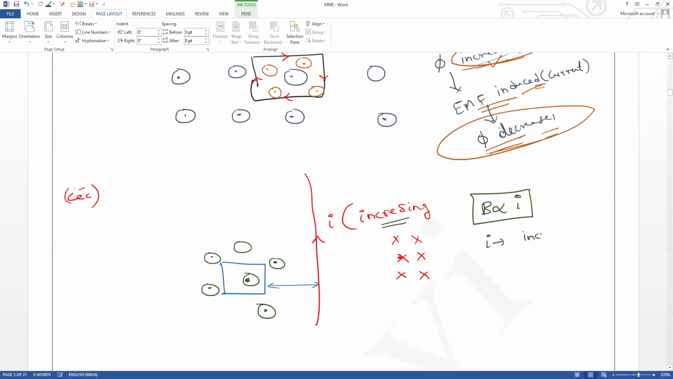Current. So yes, I is going to increase. I increases means what is going to happen? B also, the magnetic field also increases. Then what is going to happen? Magnetic flux also increases. Magnetic flux increases. Then what is going to happen? EMF is induced, so induced current. Current is going to be induced. If the current is going to increase, immediately what is going to happen? The flux is going to decrease.